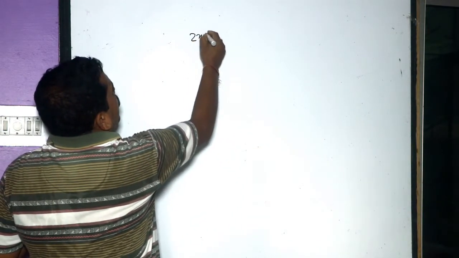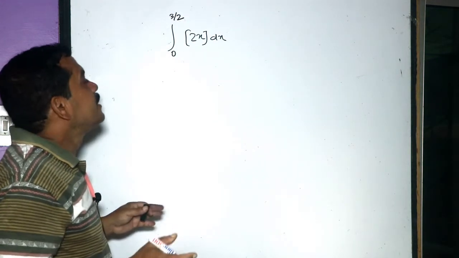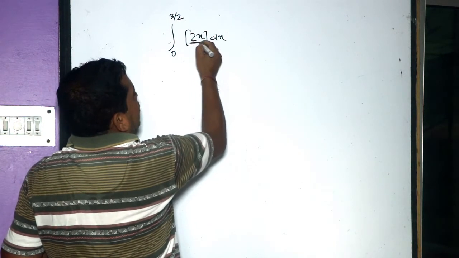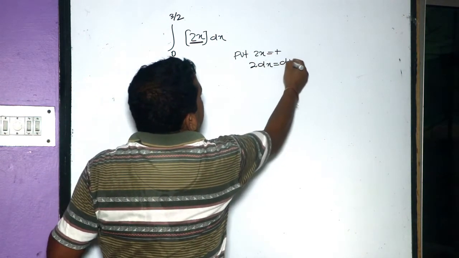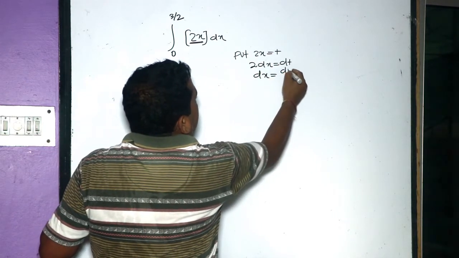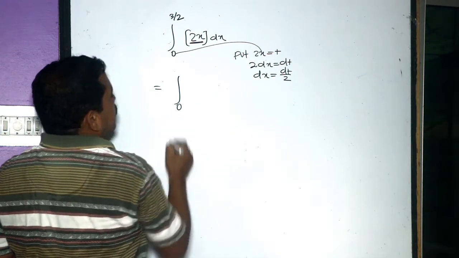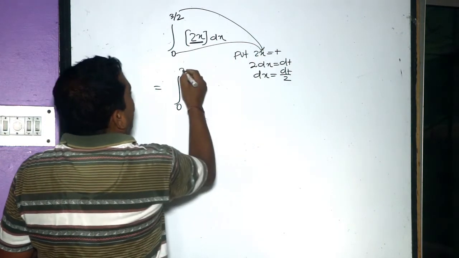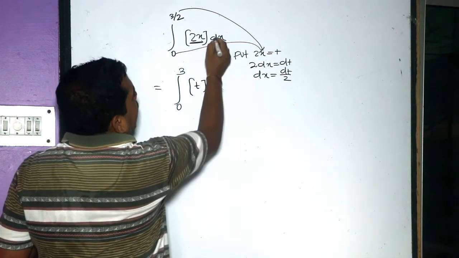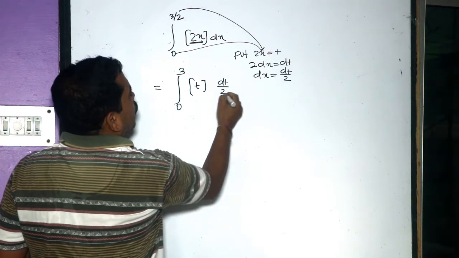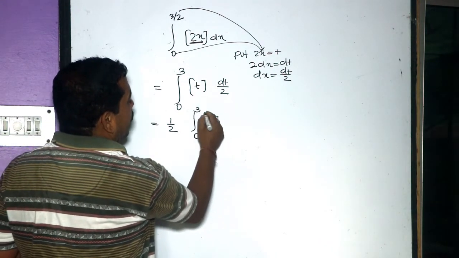Suppose the integration is bracket 2x dx from 0 to 3 by 2. How can we evaluate this integration? Instead of x, here it is 2x. Put 2x as t. Then 2 dx is equal to dt, so dx will be dt by 2. Now the integration becomes: put 0 here, so the lower limit is 0. Put 3 by 2 here, then the upper limit will be 3, and instead of bracket 2x you write bracket t, and instead of dx you write dt by 2. Taking 1 by 2 common outside the integration, the integration is 0 to 3 bracket t dt.